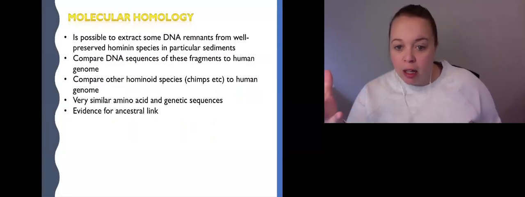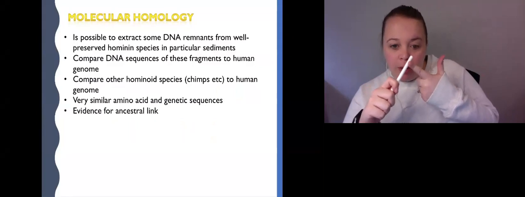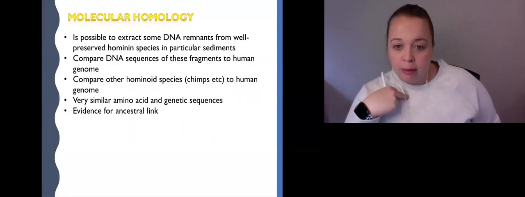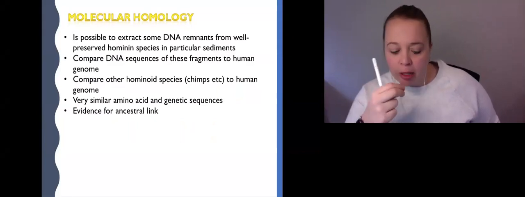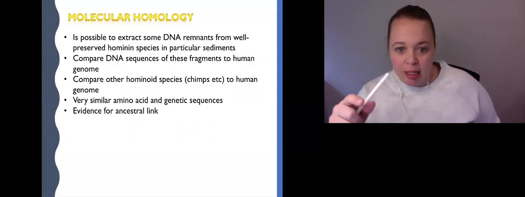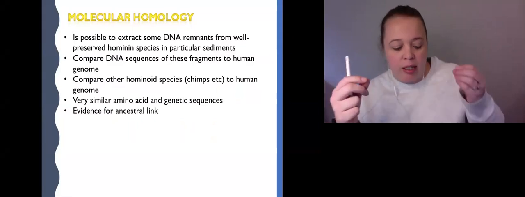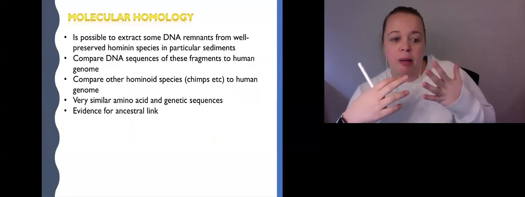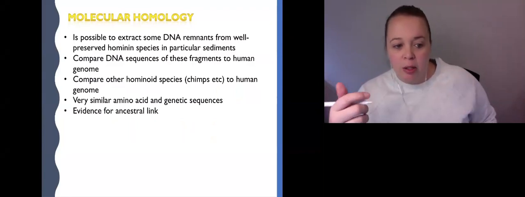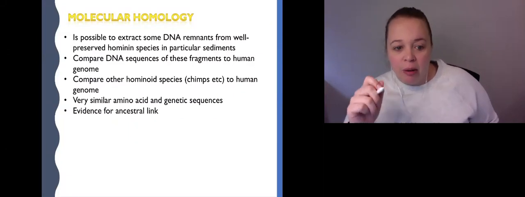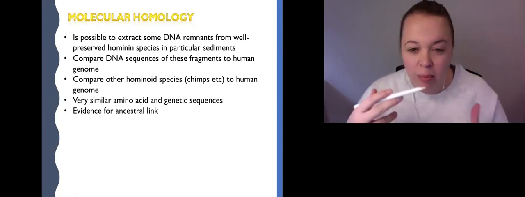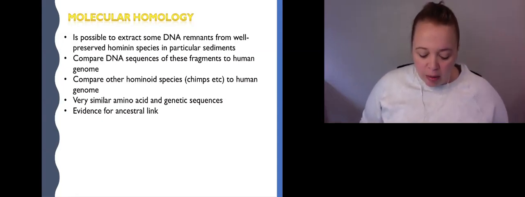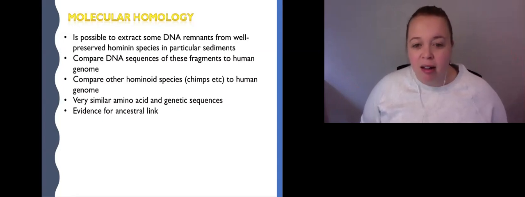So with molecular homology, we either look at DNA or amino acid sequences. What we've been able to do is extract DNA from some well-preserved hominin species in particular sediments. Now we're comparing the DNA sequences of these fragments to the human genome, and we compare other hominoid species like chimps as well. We have very similar amino acid and genetic sequences to Homo naledi, the Australopithecines, all of those. As a result, that's how we've now decided that we are quite close and we must have had a recent common ancestor.